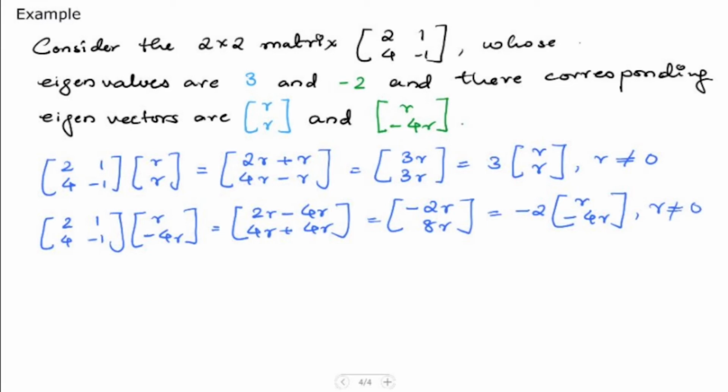Okay, so as we discussed in our statement, here we have two eigenvectors to two different eigenvalues, and they cannot be on the same line, which would mean that the vector r, r is not equal to any real number multiple of the vector r, minus 4r. Now let me make this more simple using numbers.